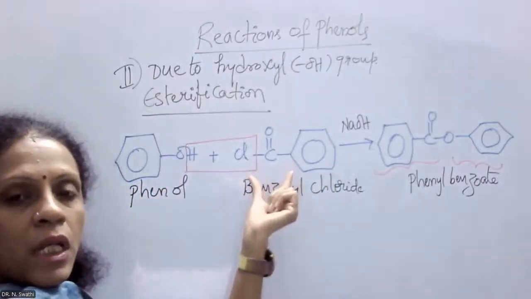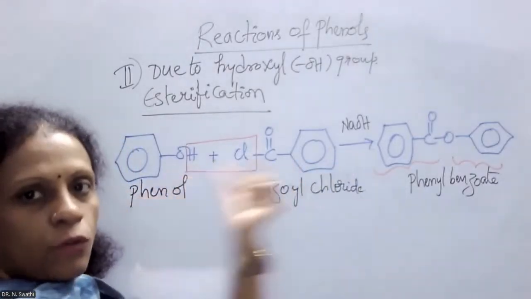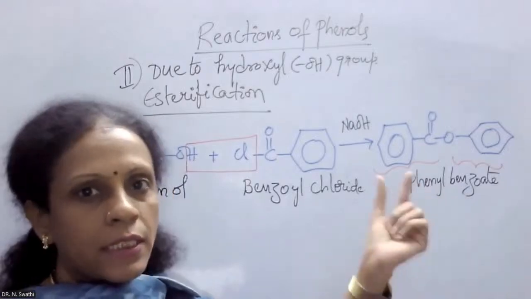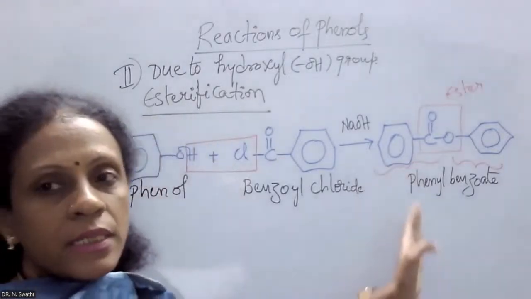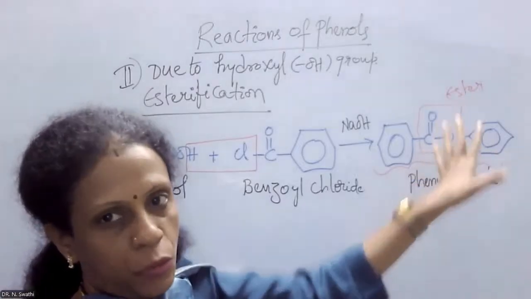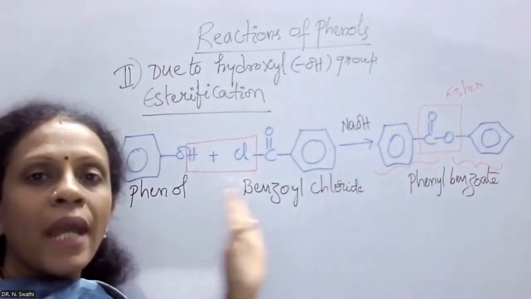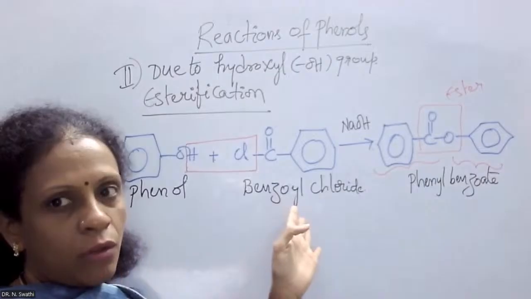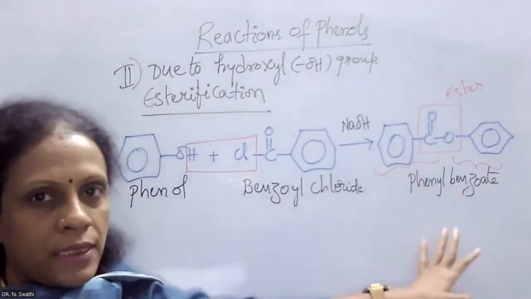This is how the benzoyl group will be attached to the phenoxide group, and that is how we get phenyl benzoate as the product. Phenyl benzoate is an ester because it consists of a COO group. This COO group is an ester group. Thus, when phenols react with an acyl chloride such as benzoyl chloride, there will be formation of the corresponding esters.